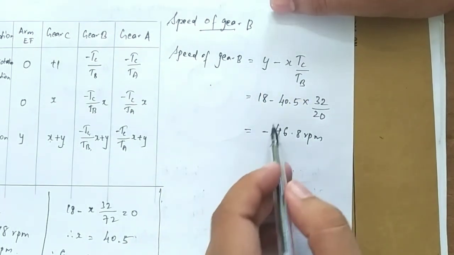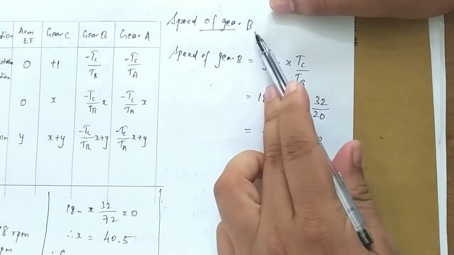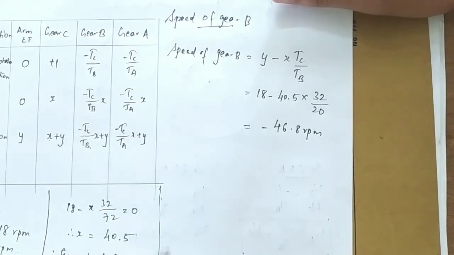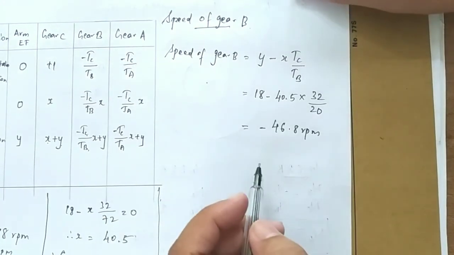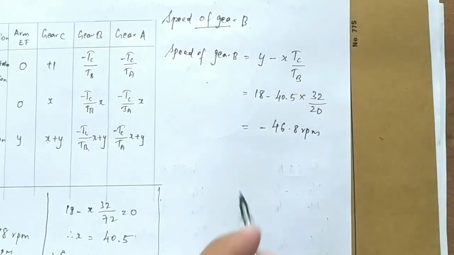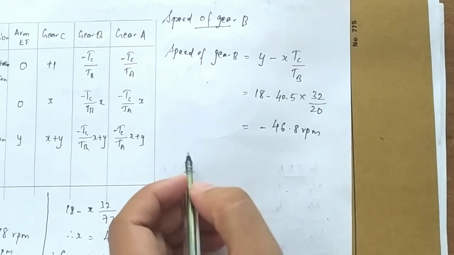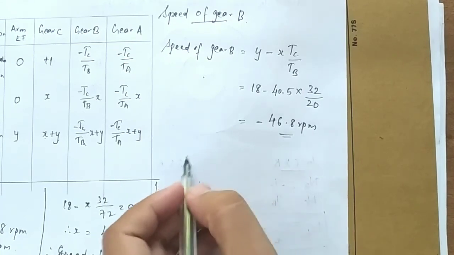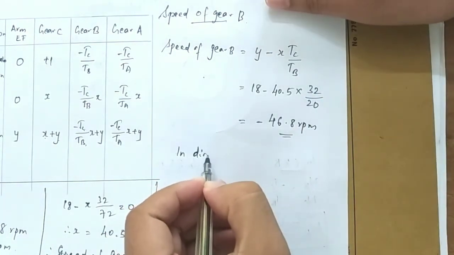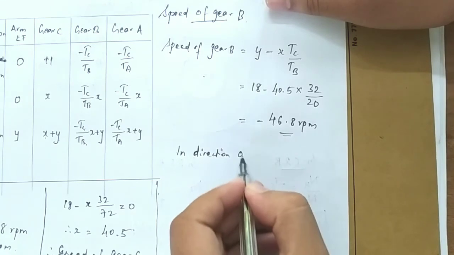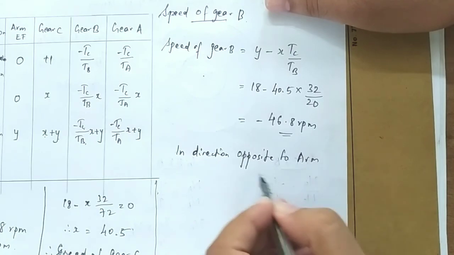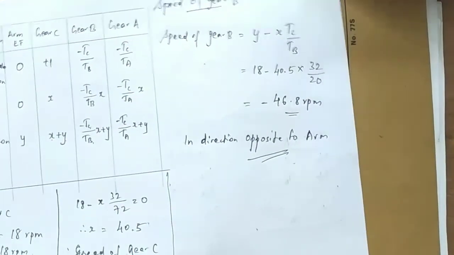So this negative sign indicates that gear B is rotating opposite to the other gear, since it is related to the direction of rotation of the arm. It is moving in a direction opposite to the direction of the arm. So you can write it as 46.8 rpm in direction opposite to arm. So this is how we get the equation.